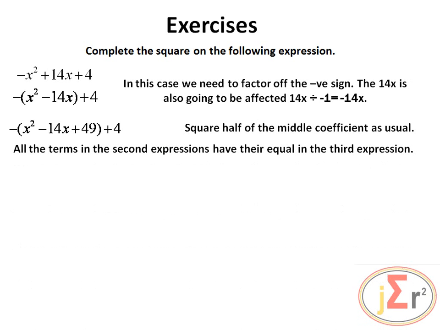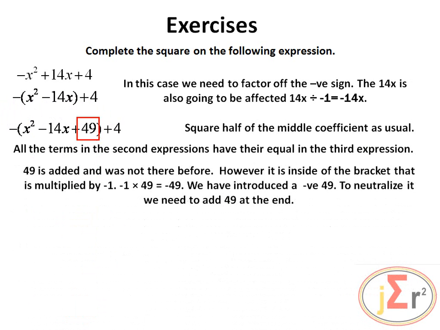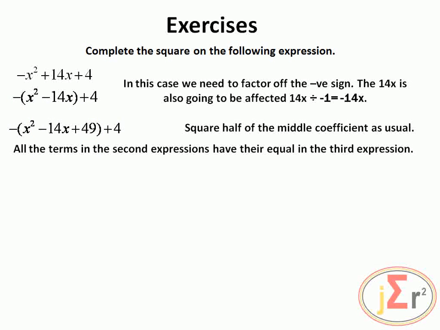All the terms in the second expression have their equal, and that is what we always say. That, and of course that. So what was not there before? 49 was not there before. Good. So what do we do with that 49? Now that 49 is inside of the bracket, and what do we have multiplying the bracket? Negative 1, although it is not necessary to put the 1 there. It is a negative 1 that we are multiplying by the 49. So instead of having a 49, we are going to have negative 49.